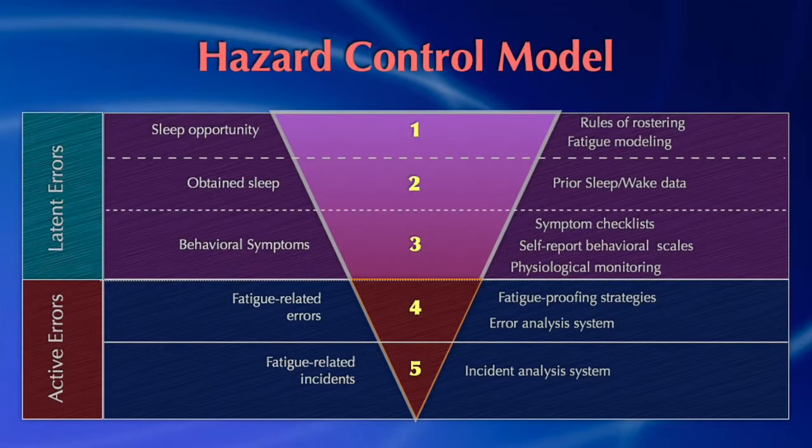The last 2 layers sit within what we would call the active error phase. And what that suggests is that while the latent errors are factors which predispose the individual to an increased likelihood of an error, there are a range of factors around the actual making of an error and the actual event or incident that also provide additional opportunities for people to determine whether there is risk and how it could be controlled.